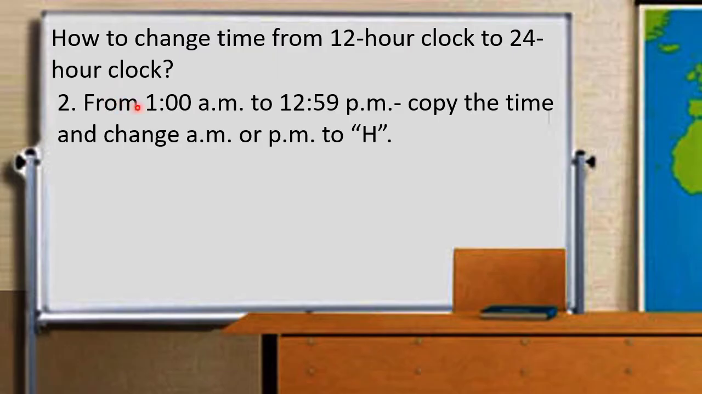So number 2 is from 1 AM to 12:59 PM, just copy the time and change AM or PM to letter H. So you put letter H at the end of the digit or end of the time to determine that it is in 24-hour clock format. So let's have our examples.